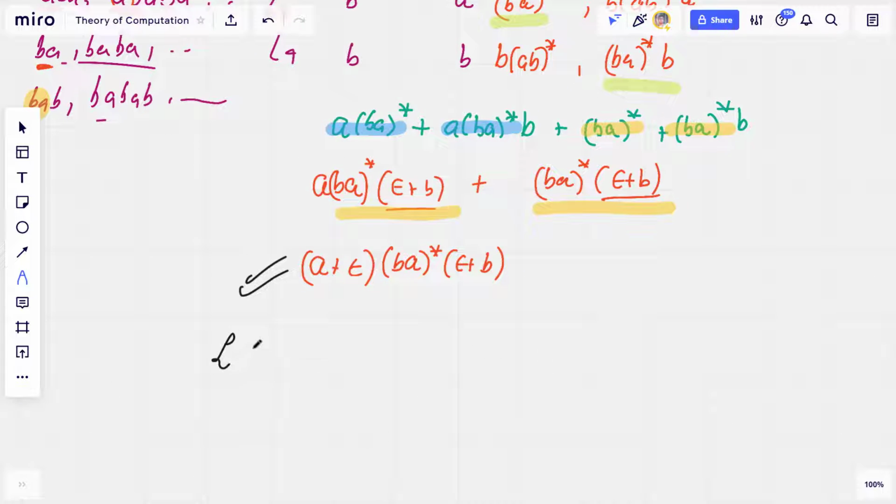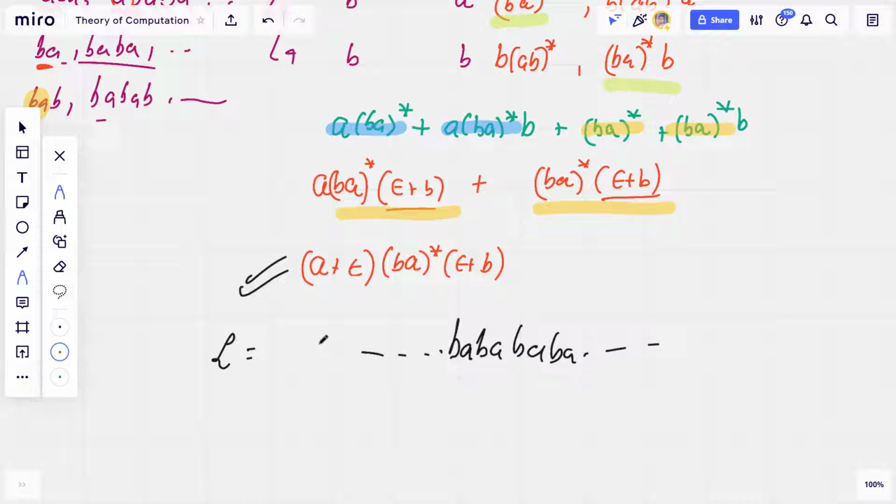So what is your language L? How does your language look like? Your language should have BA, BA, BA, BA because it cannot have two B's or two A's together. It can have BA, BA, BA, and so on, many BAs. And at first, there may be A or not. There cannot be B here because there's B. So this dot dot represents BA, BA. And at the end, there might be a B or not. Okay, so that's what this L represents.